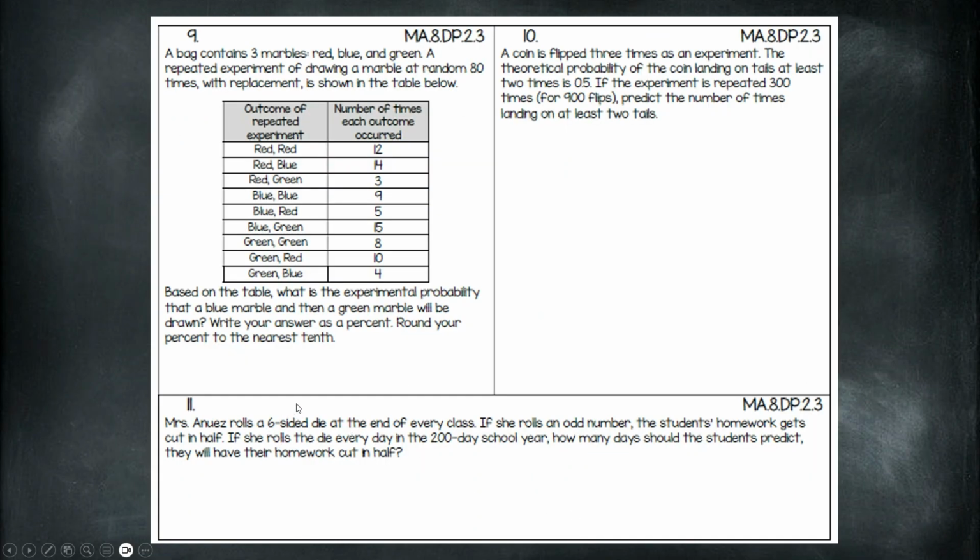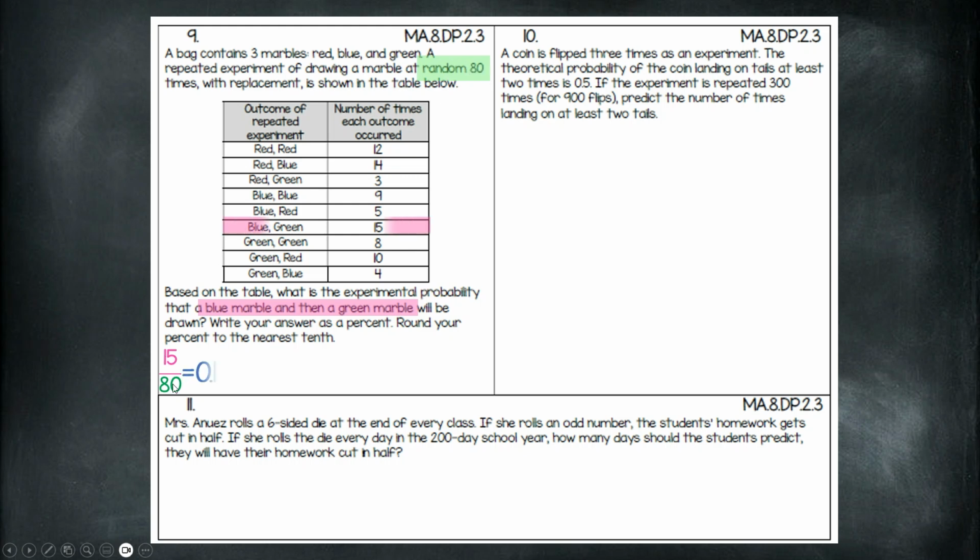All right, question number 9. A bag contains 3 marbles, red, blue, and green. A repeated experiment of drawing a marble at random 80 times with replacement is shown in the table below. Based on the table, what is the experimental probability that a blue marble and then a green marble, so blue and then green, will be drawn? Write your answer as a percent. So here in the table, it shows blue and then green, and there's 15. So that's where the 15 came from. And then we have the 80 because they did the experiment 80 times.